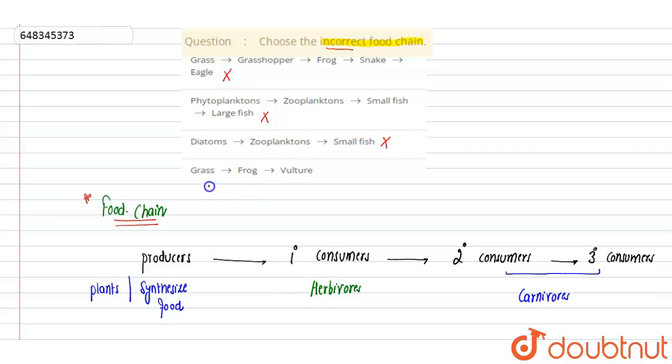Next, we have grass. Grass is a producer, so that is correct. Then frog. Now the frog is not a primary consumer, it is a secondary consumer. A frog directly can't feed on the grass. The frog has to feed on the primary consumer, which could be a grasshopper or anything else which can feed on the grass. So we can say that this is an incorrect food chain because the primary consumer is missing. So that is the correct option.